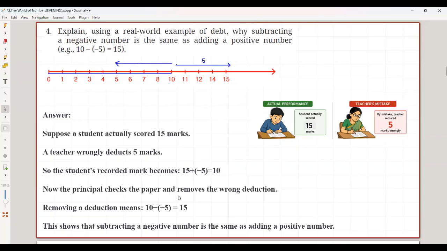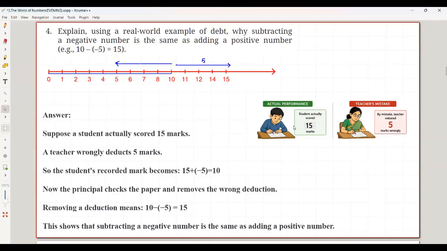Now the principal checks the paper and removes the wrong deduction. Already minus 5 marks, the principal removes it, again minus. So removing the deduction means again minus. Minus of minus becomes plus, so he will be getting 15 marks. This shows that subtracting a negative number is the same as adding a positive number.